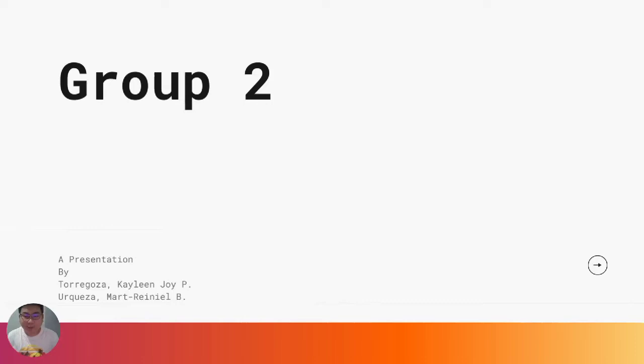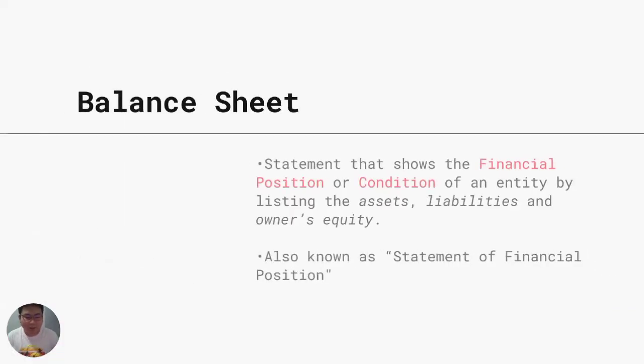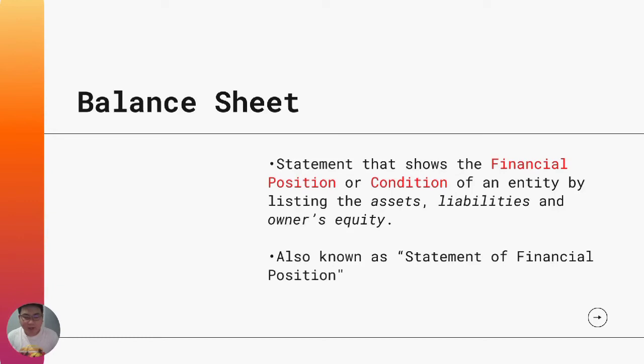So today we will discuss the two financial statements, which are the balance sheet and the income statement. So let's move on with the balance sheet. What is a balance sheet? A balance sheet is a financial statement that shows the financial position or condition of an entity by listing the assets, liabilities, and the owner's equity or shareholders' equity. It is also known as the statement of financial position.